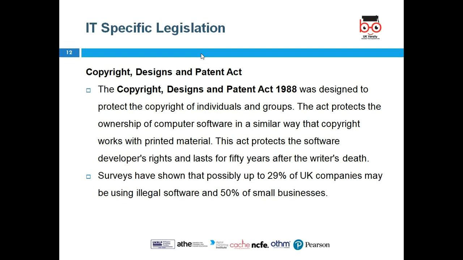It was designed to protect the copyright of individuals and groups. Ethically, you can protect your work using copyright, trademark or intellectual property through patents, if you remember from the last session. You are given protection according to this law. You hold the copyright, the trademarks, and the patents on your invention. If you want to get it covered, this law covers those three things.